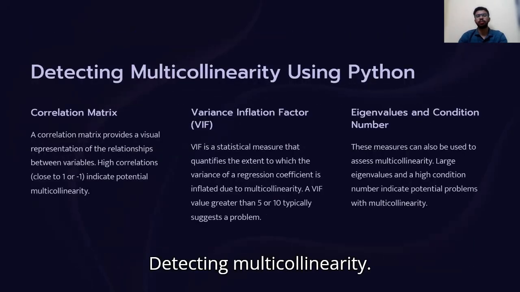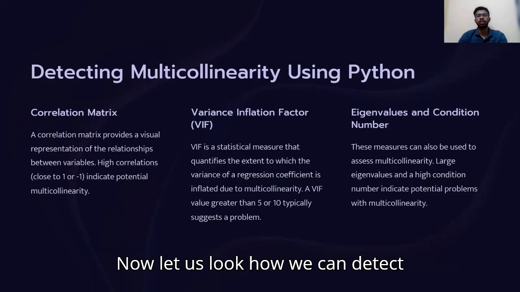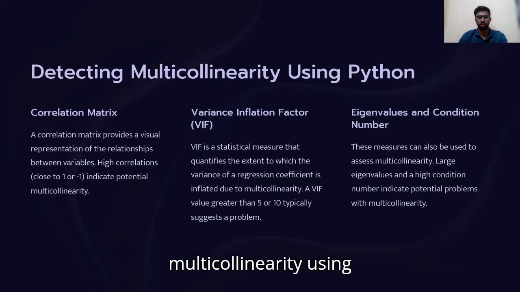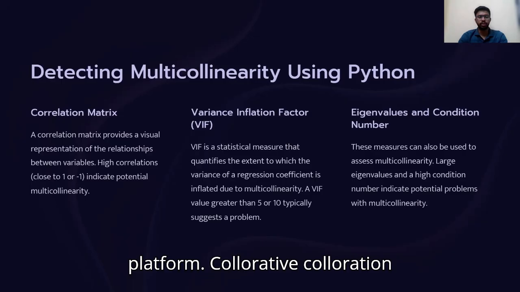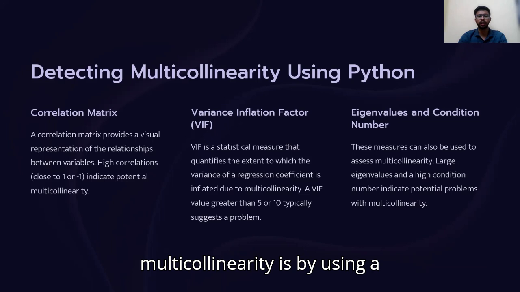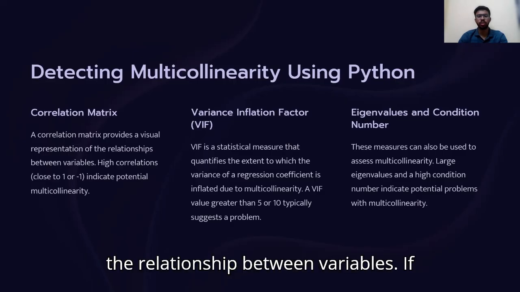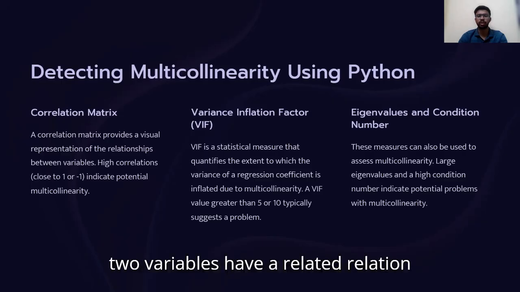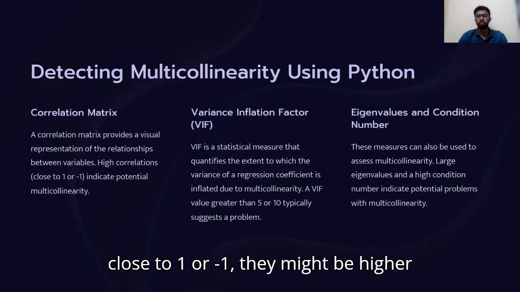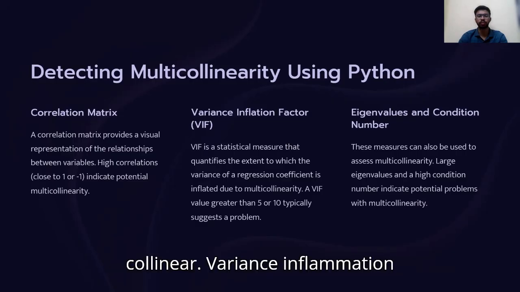Detecting multicollinearity. Now let us look at how we can detect multicollinearity using Python. Correlation matrix. One way to detect multicollinearity is by using a correlation matrix. A correlation matrix shows the relationship between variables. If two variables have a correlation close to 1 or -1, they might be highly collinear.